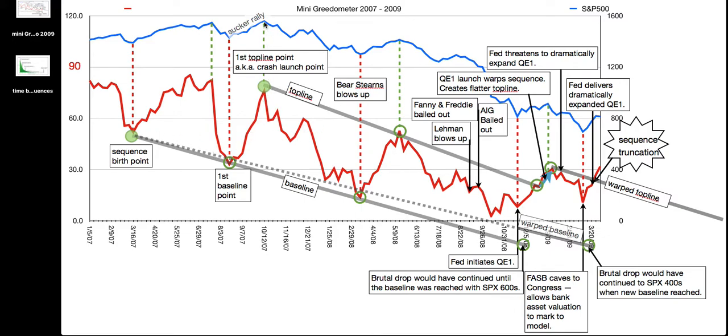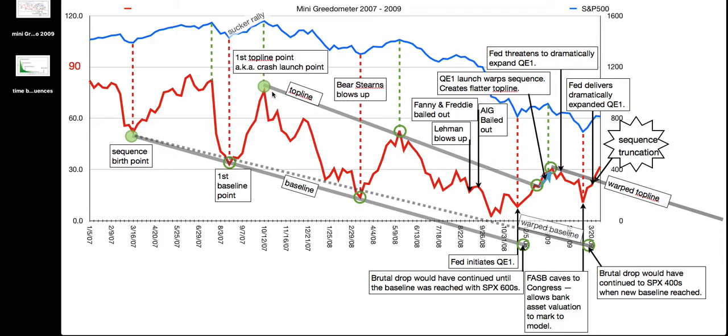By the time we got to October of 2007, if you had this system, you should have recognized that this was a sucker rally. This 10% drop and 10% bounce back, plus or minus, is a sucker rally. The SPX was retesting the previous peak. The Greedometer made it clear, and the mini Greedometer showed you all this. You should have said, yeah, this is the beginning of a stock market crash.